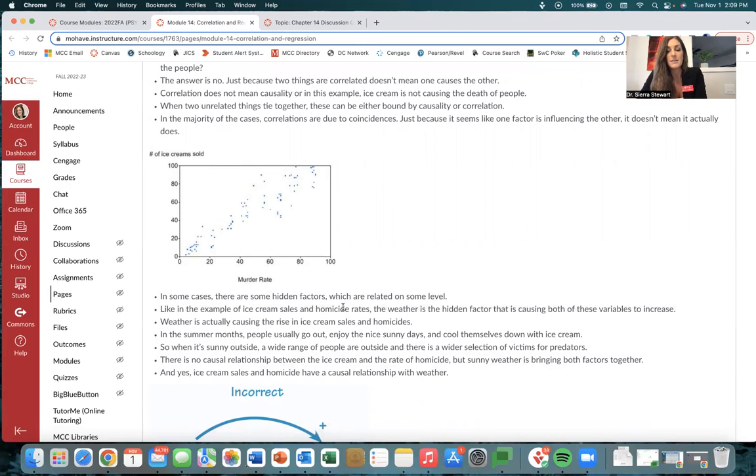because as it gets warmer in New York, more people are outside. And the more people that are outside, the more likelihood there is that there are going to be more people to become victims to homicide. And that is really the reason that these two things are correlated, not directly ice cream sales versus people getting murdered, which is good because ice cream is delicious and we don't want to get murdered for eating ice cream.